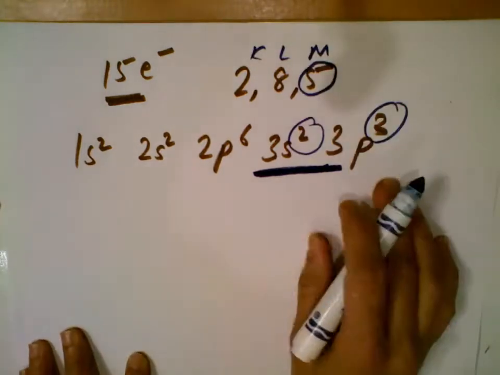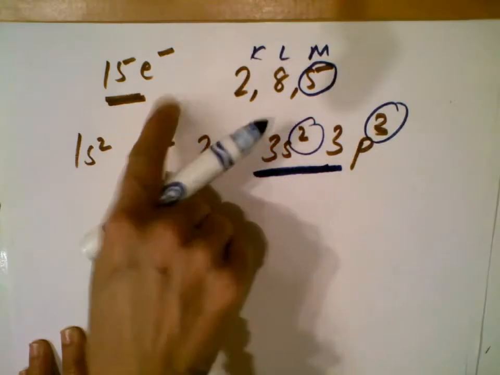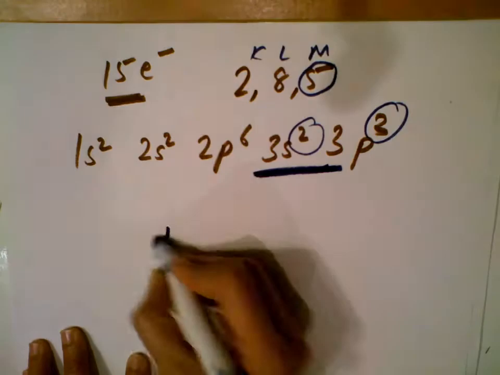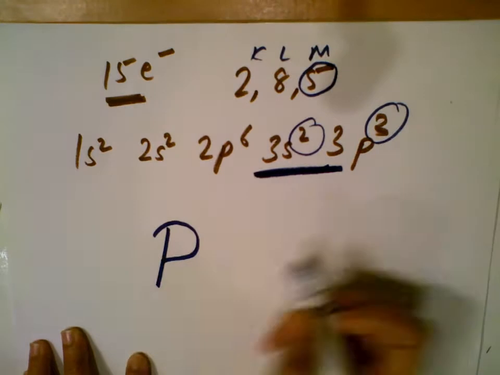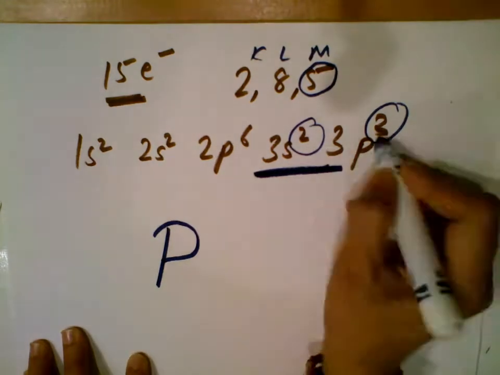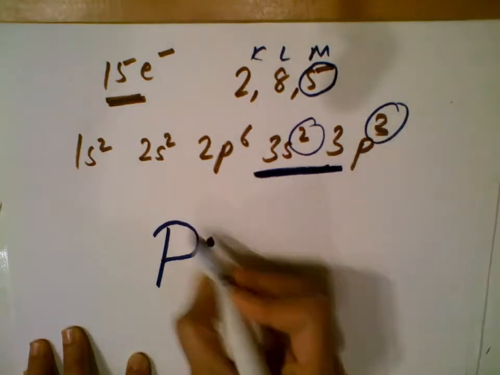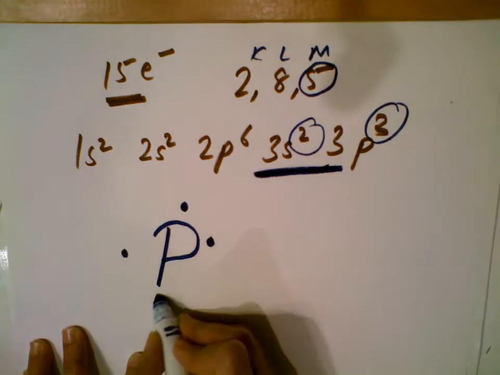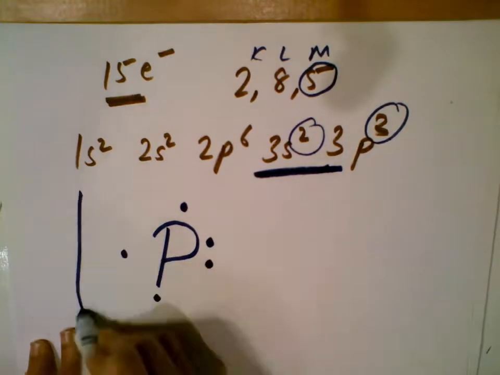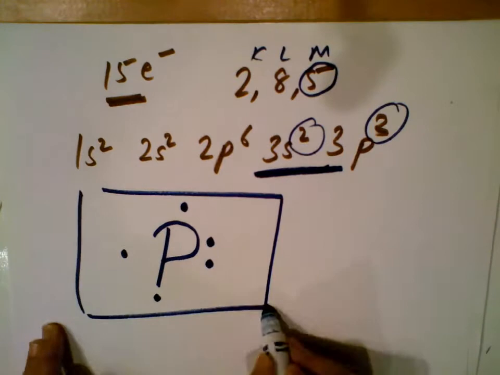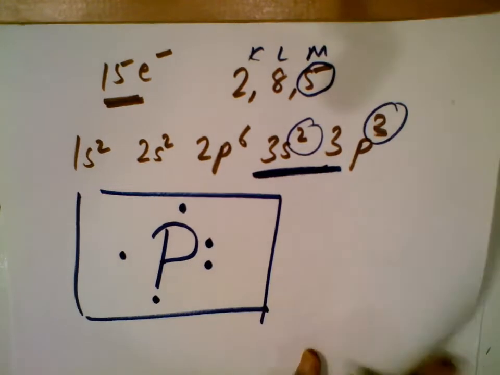You look at the periodic table. Now this element with 15 electrons is phosphorus. So you're going to write the symbol in the middle, and since it is 5 valence electrons, this is 1, 2, 3, 4, 5. So that's how you're going to write the Lewis dot structure for phosphorus.